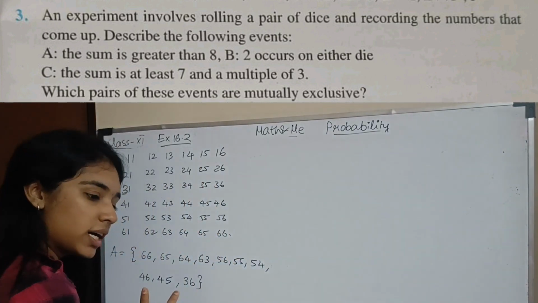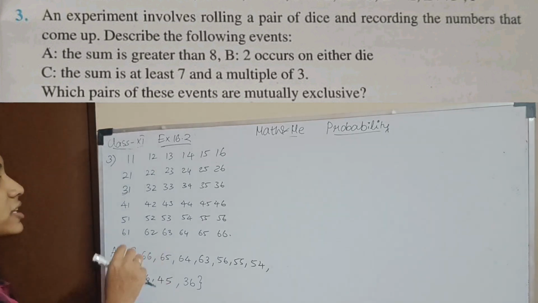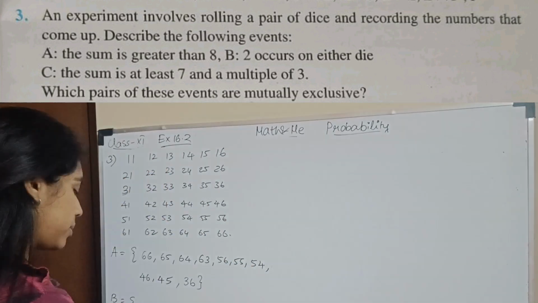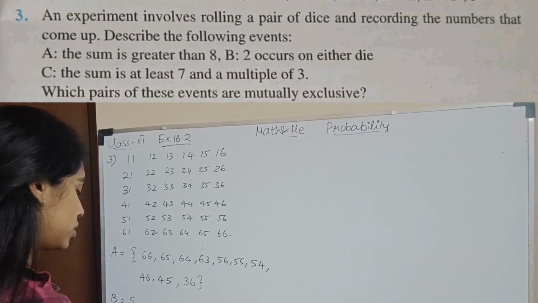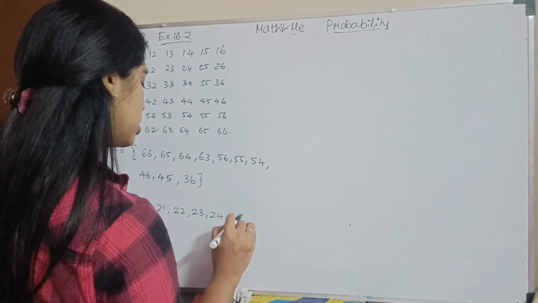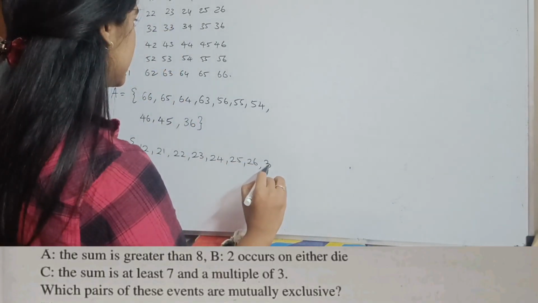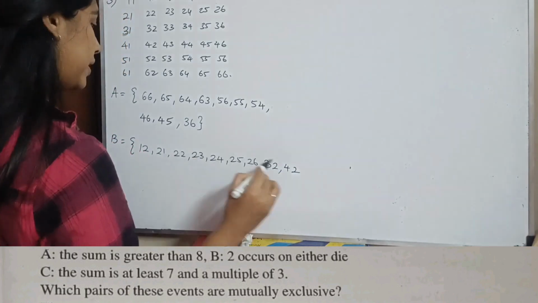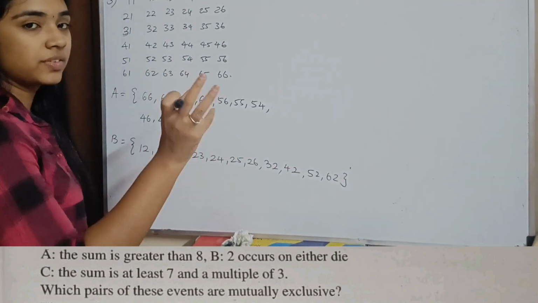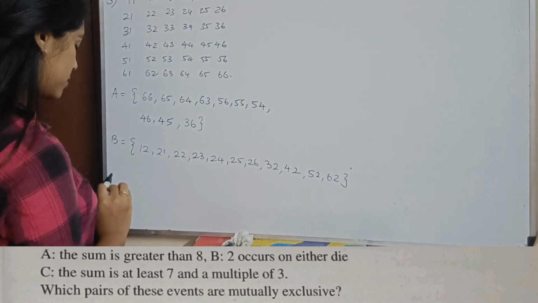And B, 2 occurs on either die. So I have 2 occurring on either die. So it can be 1, either 2 can come on one die or 2 can come on both dice. So I write 1, 2. I have 2, 1, 2, 2, 2, 3, 2, 4, 2, 5, 2, 6. I have these lines. So I have 3, 2, 4, 2, 5, 2 and 6, 2. So B can occur on either of the dice, which means it can come on both dice or on just one die. So these are my possible outcomes of B.